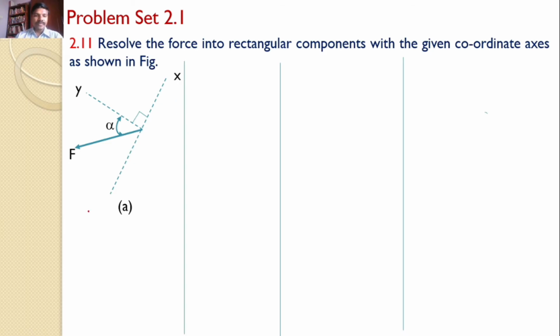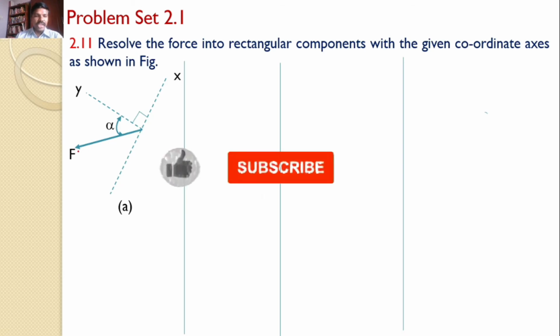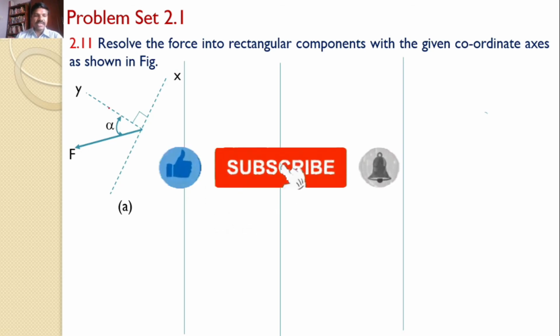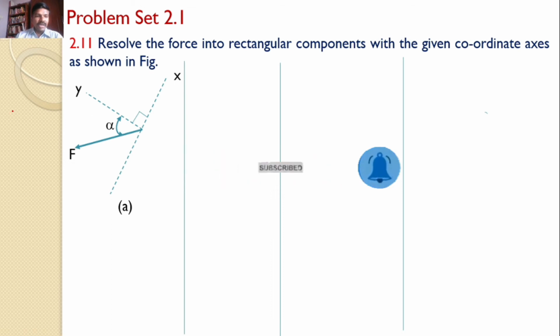So in this problem, first we will solve sub-problem A. Here the force F makes an angle alpha with the x and y axis. Remember, x and y axis always need not be horizontal and vertical. It may be inclined also, but the only thing we need to remember is the angle between x and y must be 90 degrees so that it becomes rectangular components. So here x-axis is like this, y-axis is like this, given that the angle between x and y-axis is 90 degrees.